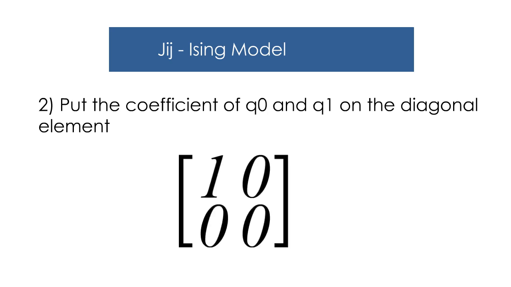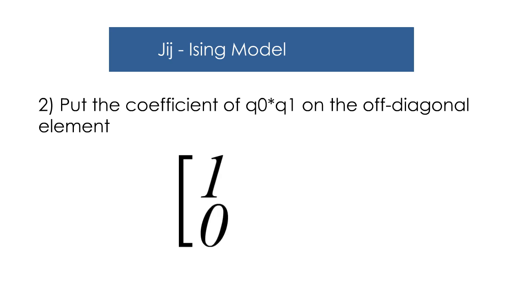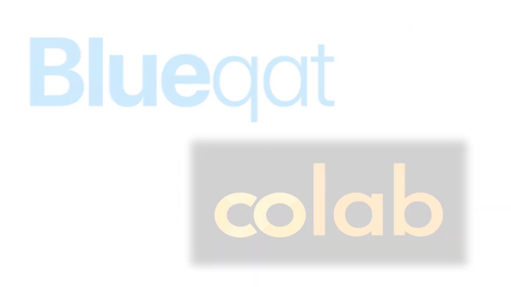Since the coefficient of Q0 is 1, we put 1 on the first diagonal element. And then we have to put the coefficient of Q0 times Q1 on the off-diagonal element. Since the Ising model matrix is a symmetric matrix, we don't need to put the value on the lower part of the off-diagonal element. Now we are going to continue by using BlueCat in Google Colab.